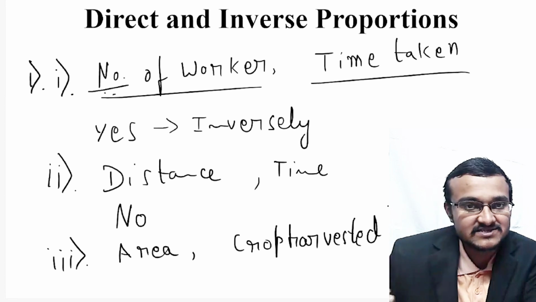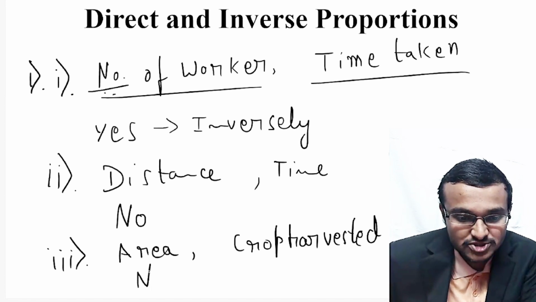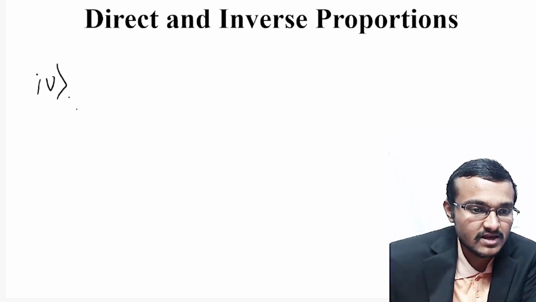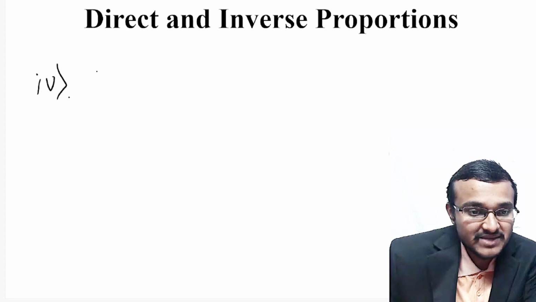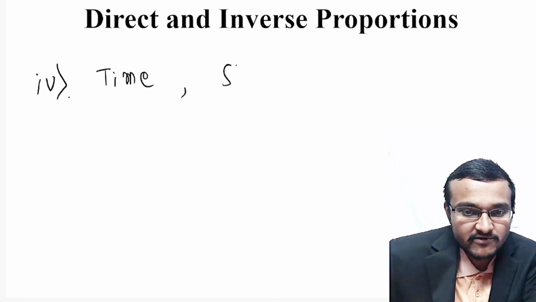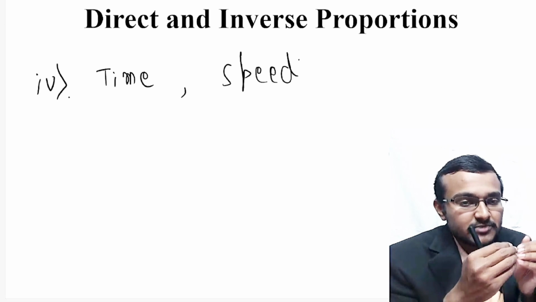As area increases, harvesting a particular crop will also increase. So this is also not an example for inverse proportion. So the answer is no. In the fourth question, they are actually asking about the time taken to cover a fixed distance or a fixed journey and the speed of that particular vehicle. So here they are covering a particular distance.